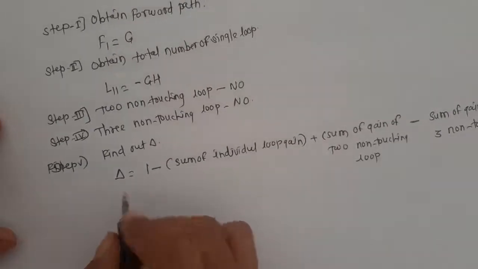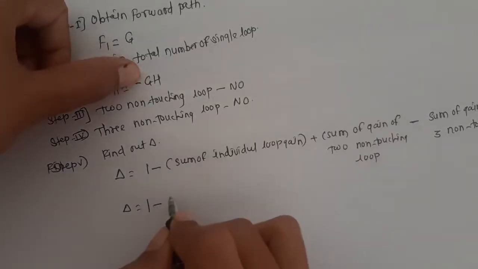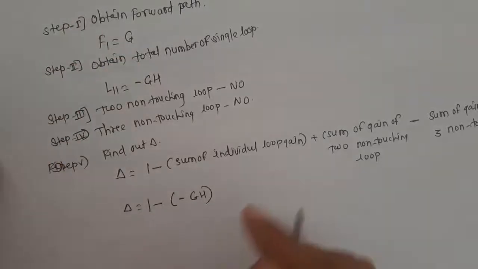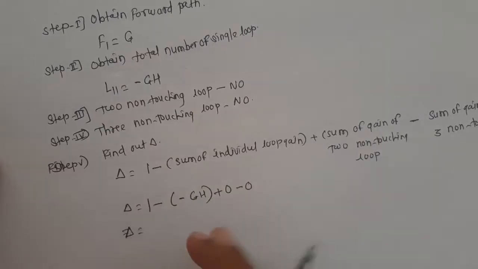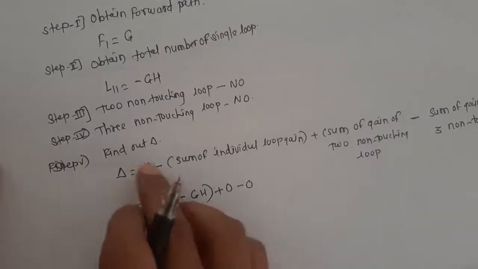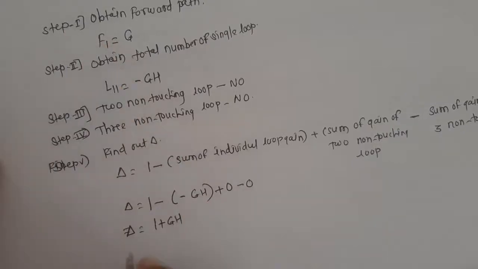So the formula becomes Del is equal to 1 minus the sum of individual loop gains, which is minus GH, then 0, 0. So what is the value of Del? This minus will become plus. So 1 plus GH. After that, as there is only one forward path, we need F1 and Del 1.